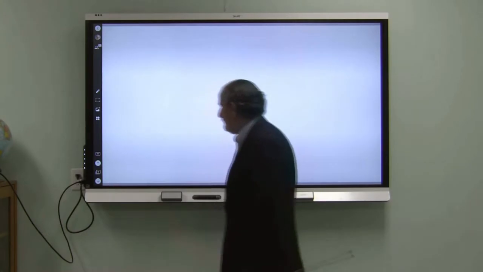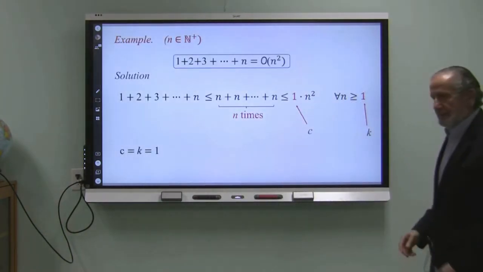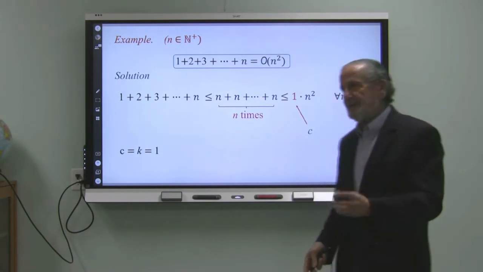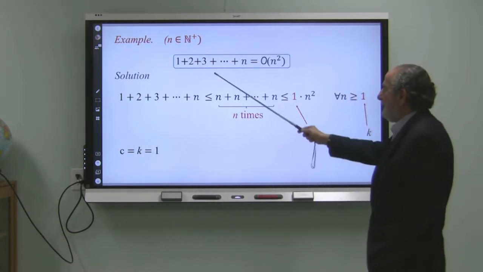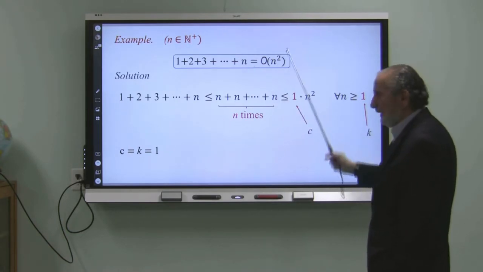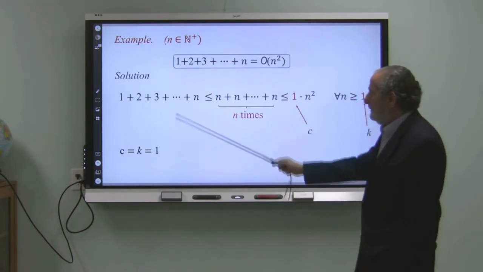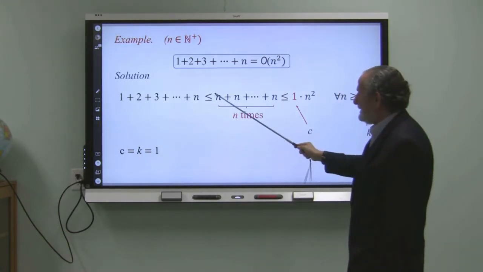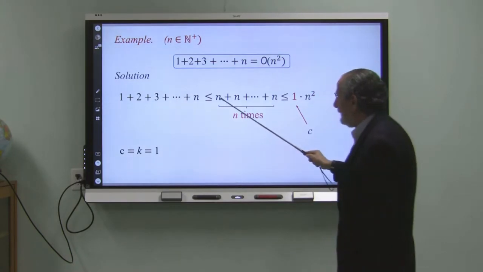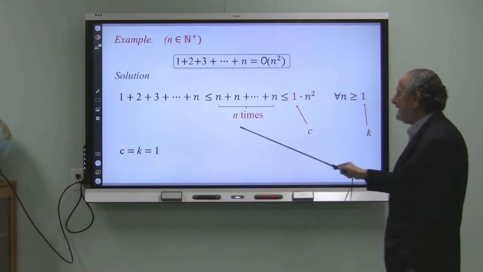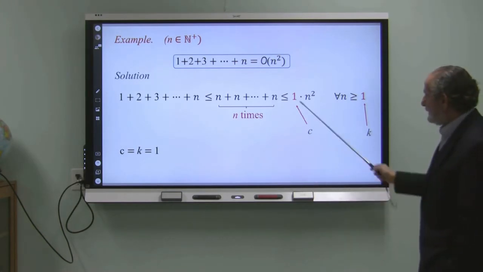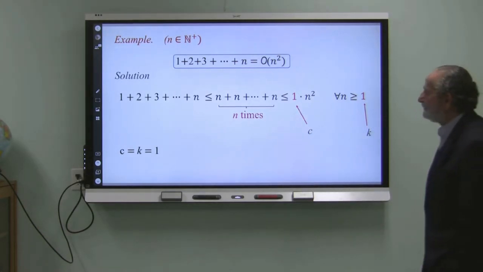I'm going to be giving you several examples so that you understand the concept. Here's the first example: 1 plus 2 plus 3 up to n is Big O of n squared. Simple. We say each term here is less than or equal to n. So n plus n plus n, n times, gives you n squared. In this case, you can see C is 1 and k is 1.